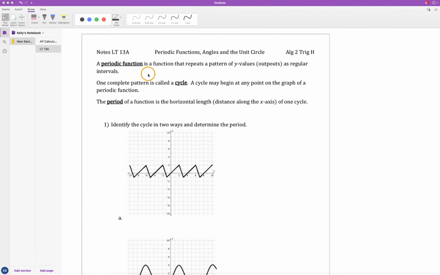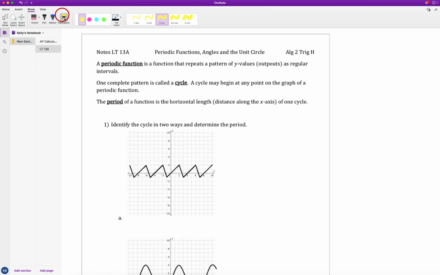One complete pattern is called a cycle, and a cycle may begin at any point on the graph of a periodic function. The period of a function is the horizontal length, or the distance along the x-axis, of one cycle. So the first thing I want us to look at is two examples here where we're going to identify the cycle in two ways and determine the period.